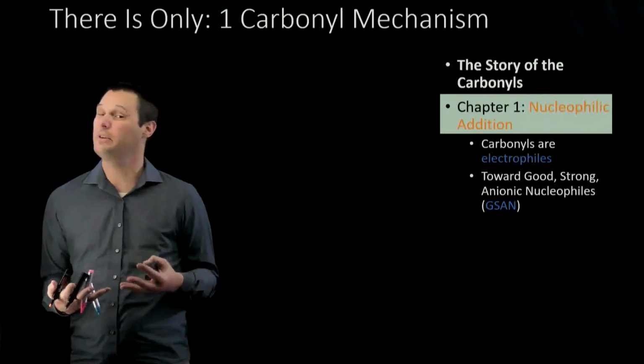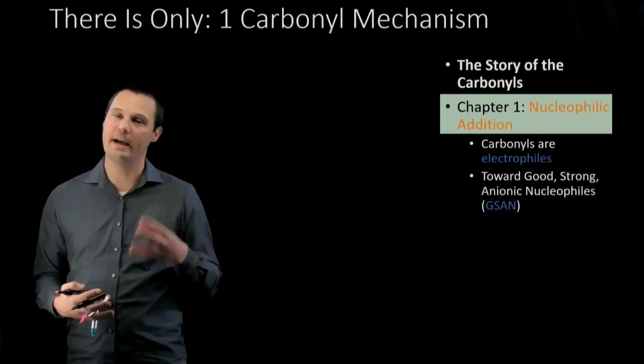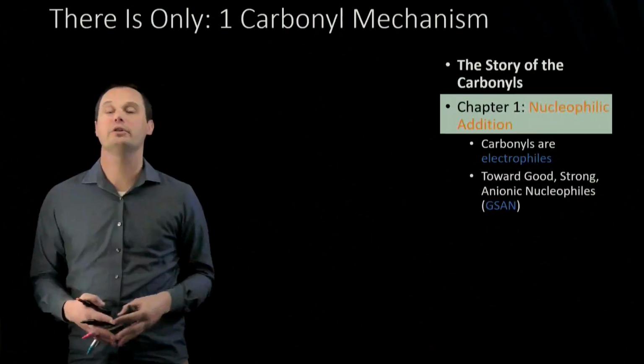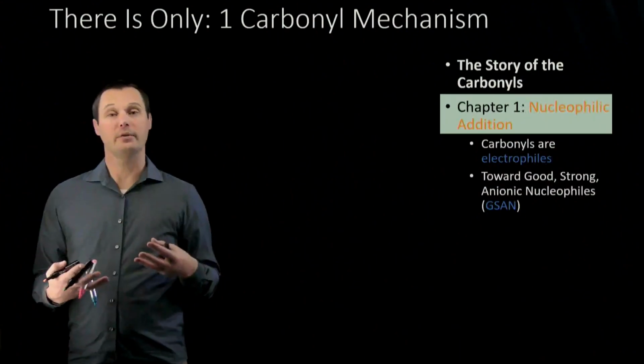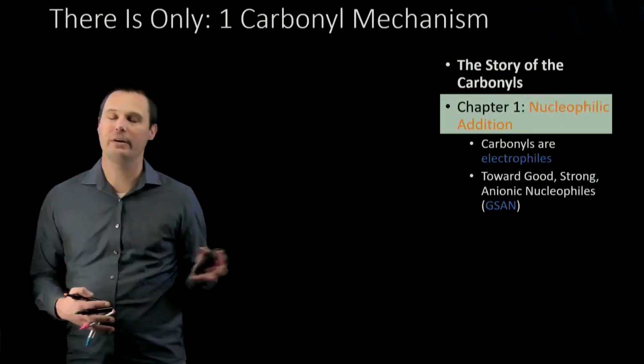That's why carbonyls exist in this course. That's their main character trait. They are electrophilic and want to be attacked by nucleophiles. They're electrophilic toward good, strong anionic nucleophiles. So after I see a carbonyl, I look over at the reagents. If I have a good, strong anionic nucleophile, the nucleophile can directly attack.